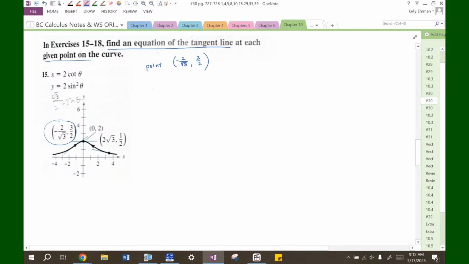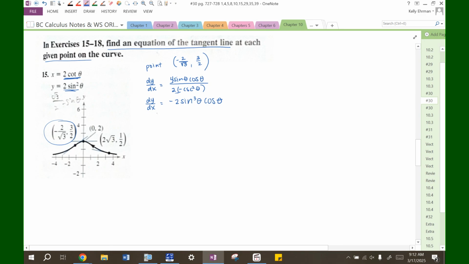And I can go ahead and find dy dx because I want slope. So here's y. So dy d theta is going to be 4 sine theta cosine theta. And derivative of cotangent is negative cosecant squared theta. So dy dx is, just to clean this up a bit, 4 divided by negative 2 is negative 2. We would have sine to the third if I bring those up, times cosine theta.